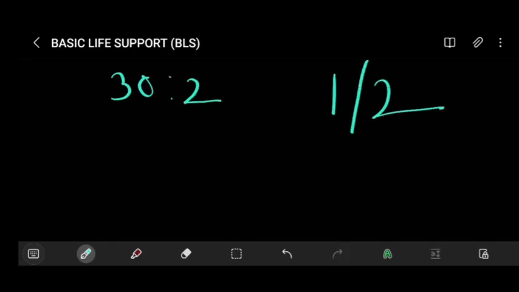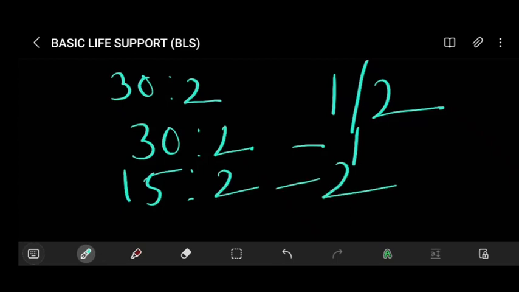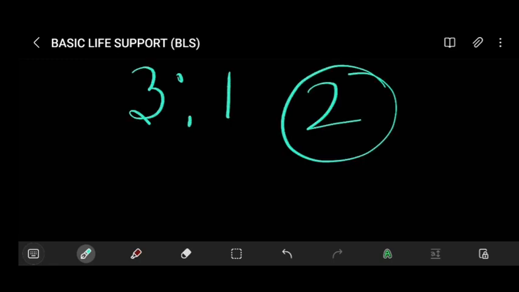For adults, I have said 30 to 2, whether there is 1 or 2 rescuers. In the case of pediatrics or a child, it is 30 to 2 if there is 1 rescuer, or 15 to 2 if there are 2 rescuers present. In the case of a neonate, it is quite different. I have to give 3 to 1, and 2 rescuers are mandatory for neonates.